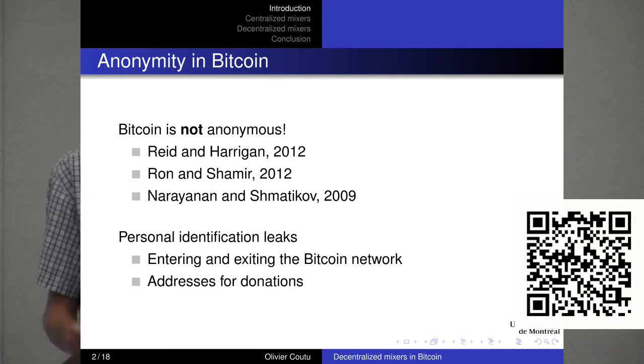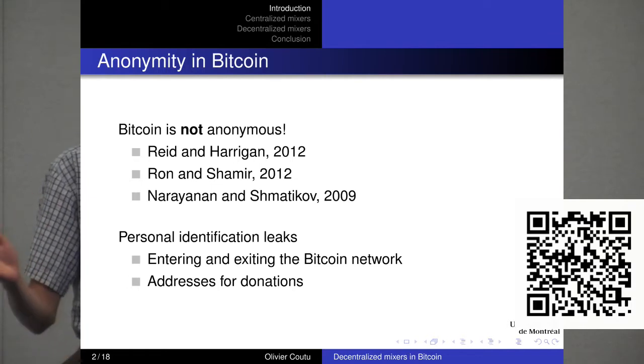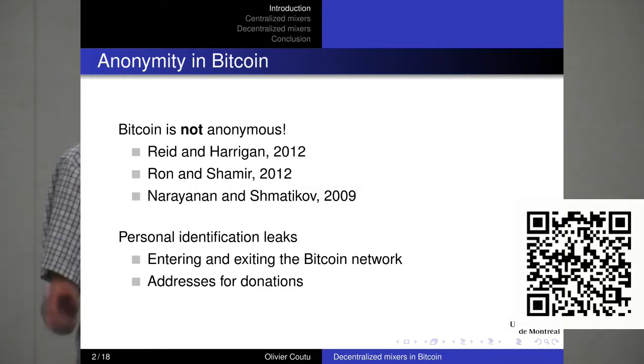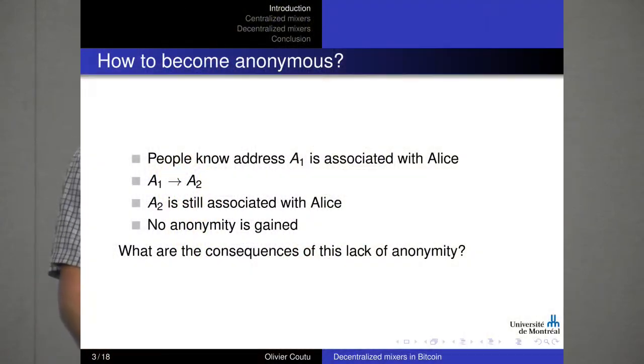Whenever you're entering or exiting the Bitcoin network, say you buy your first coins, assuming you didn't mine them. So you buy your first coins, you go to your exchange, and now your exchange knows the correspondence between the address you have and some information about you, the same way when you're exiting the network. Also, if you put up an address on your webpage or your blog or just on the forums for donations, well then that persona is associated with your address. So it's easy to have your first address or addresses identified like that, de-anonymized.